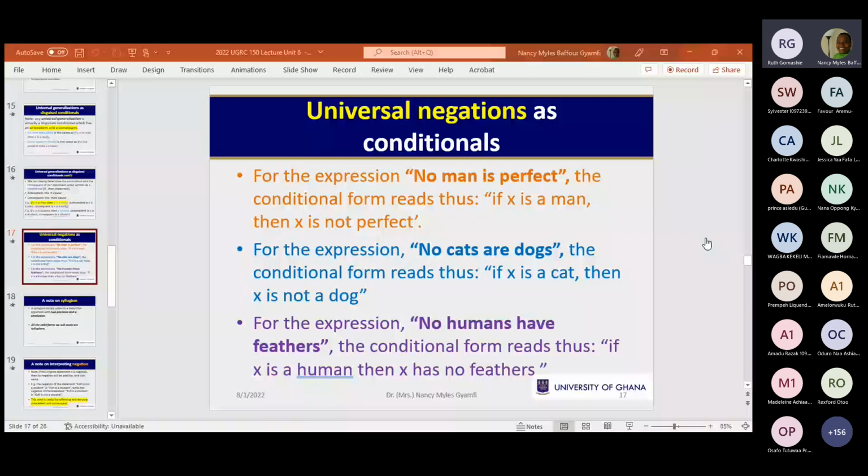Madam, I think it's invalid. Okay, why? Madam, because it is affirming the consequent. Really? Yeah. Okay, thank you, Gad.